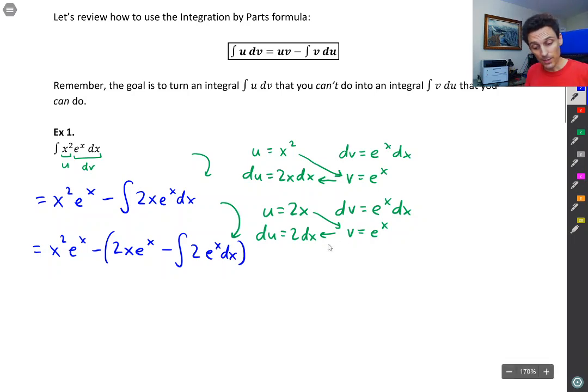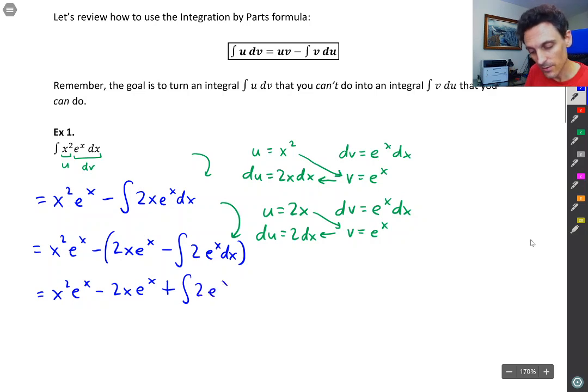Okay, so now what we can do is distribute that negative. We're going to distribute the negative in, and we get x squared e to the x minus 2x e to the x plus the integral of 2 e to the x dx.